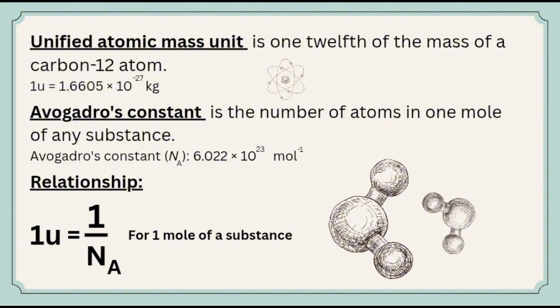Now, let's move on to Avogadro's constant. Avogadro's constant is the number of atoms in 1 mole of any substance. And the value for Avogadro's constant is 6.022 times 10 to the power of 23 per mole. The relationships between unified atomic mass unit and Avogadro's constant are as below.